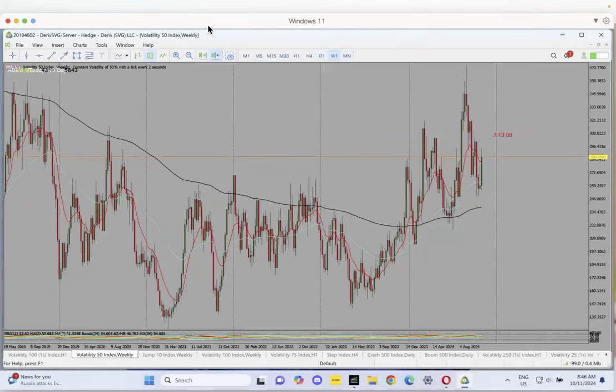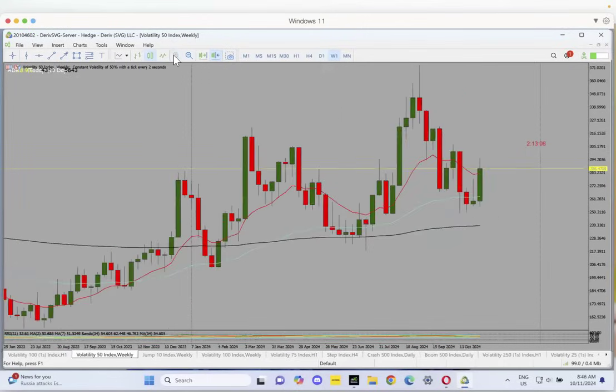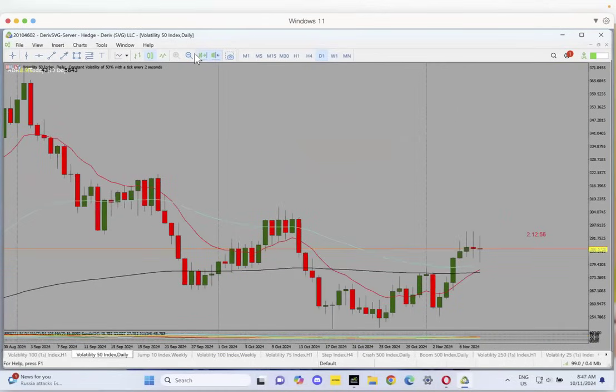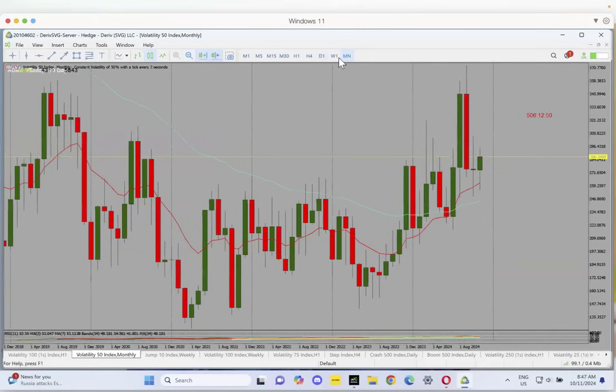Did I do this one? I can't remember. I think I did. I can't remember if I did this one, but yes, I did. This one was one of the best setups that I back tested. This was the first setup that I back tested.